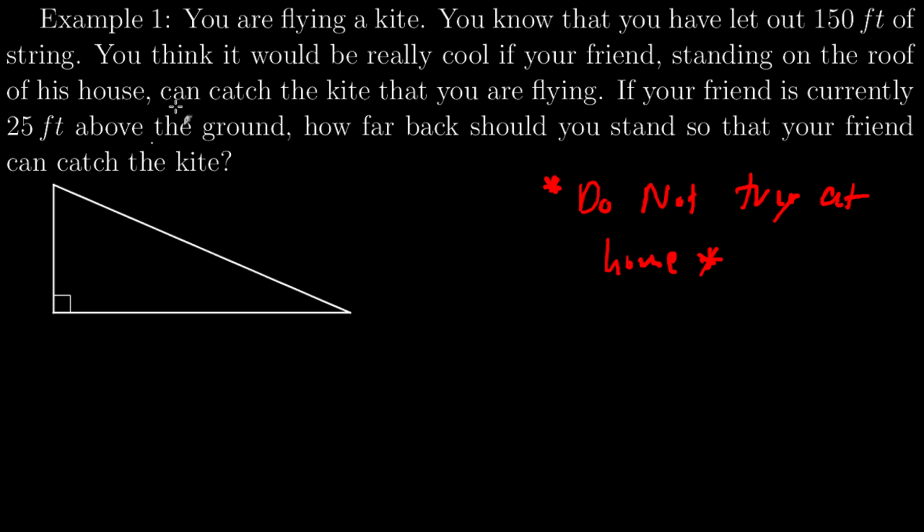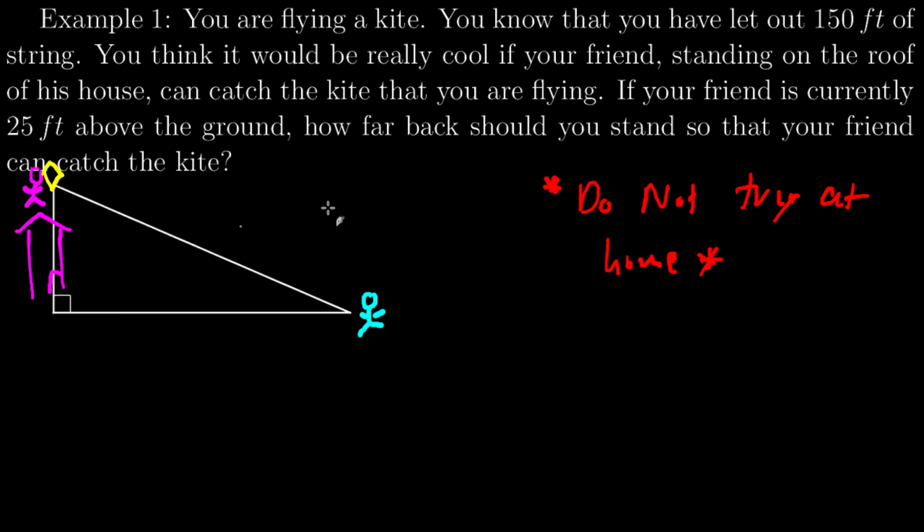Okay, so let's label up our diagram. I've let out 150 feet of string. Let's figure out what's happening. So you are here. Apparently you're blue. Your friend, let's make your friend purple, is up here on top of his house. Okay, your kite, I'll make the kite yellow, is to be caught by your friend up here.